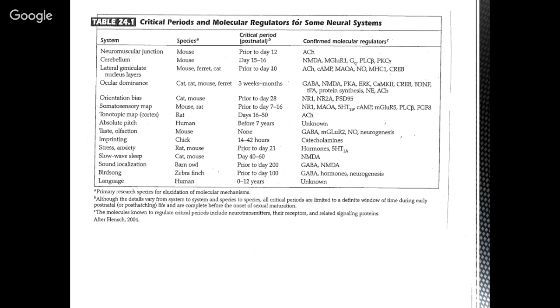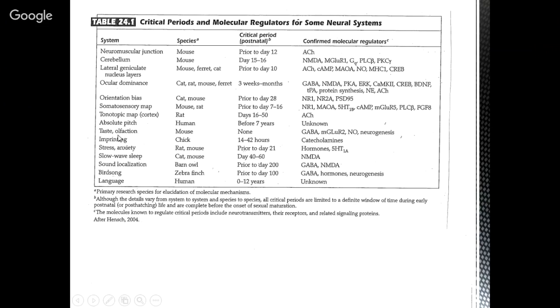These are some of the critical periods for different behaviors in different animals, with particular defined critical periods. For the neuromuscular junction in the mouse, they looked at the learning behaviors there, and basically a lot of the input and pathways are set up prior to day 12.